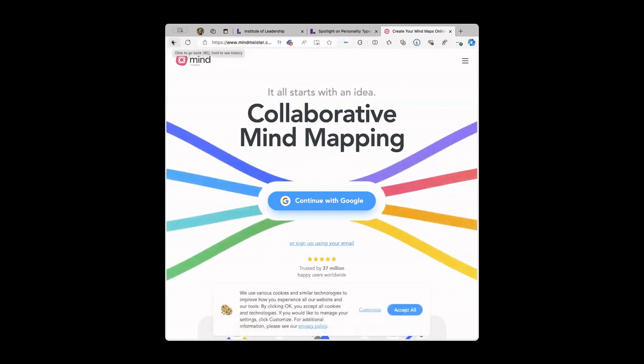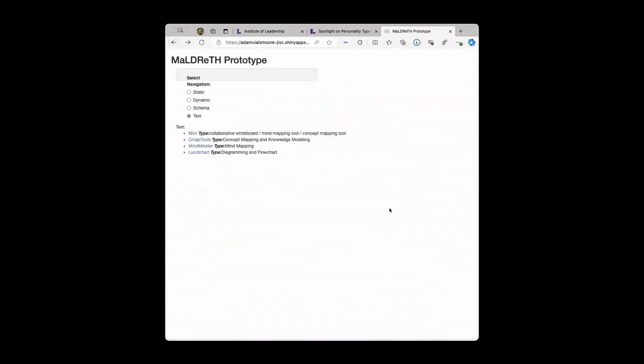I am not in any way associated with MindMeister. Many other mind mapping tools are available. Okay, so that's my first prototype sales pitch.